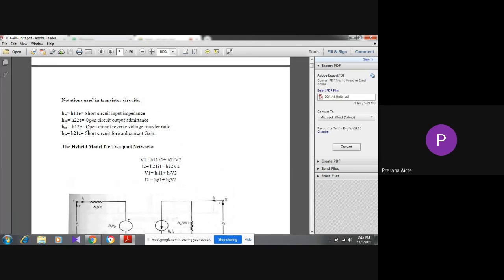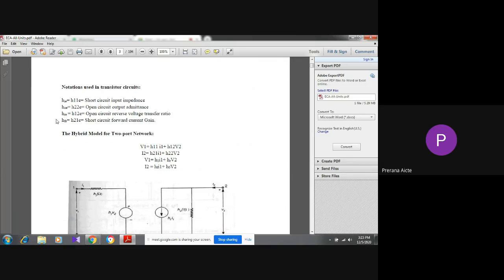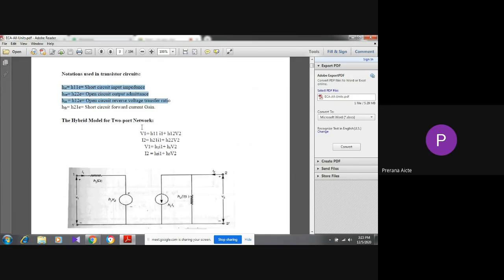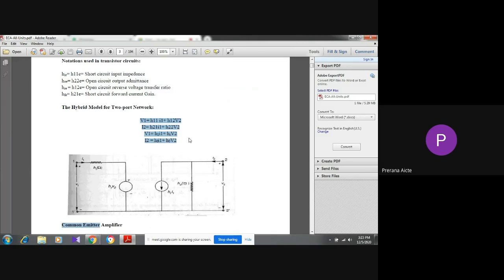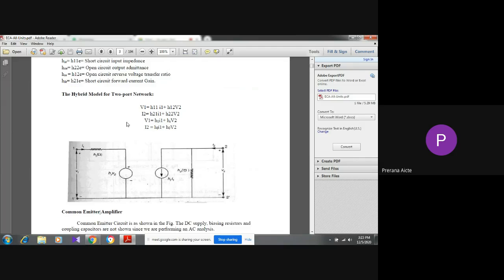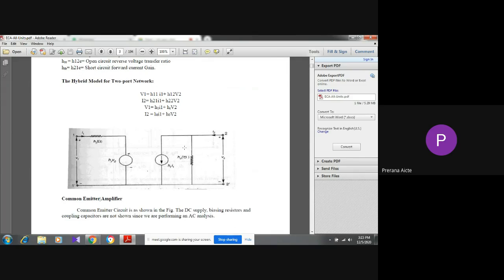Now, these are the notations used in transistor circuits. HIE means input impedance, HOE means output admittance, HRE is reverse voltage gain, and HFE is short circuit current gain. And these are the equations for voltage and current. This is the standard H parameter equivalent model of a BJT transistor.